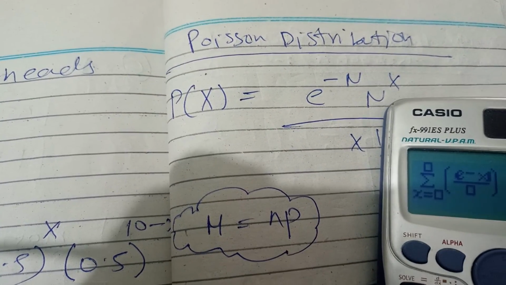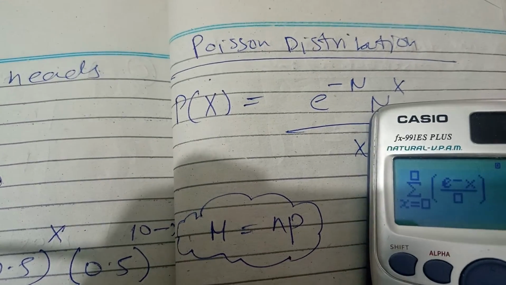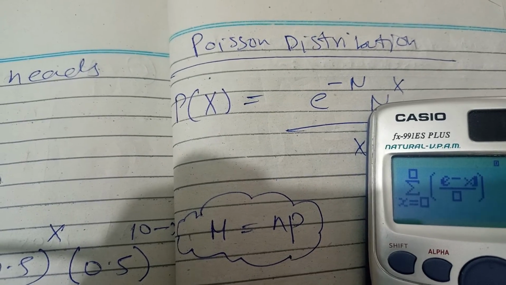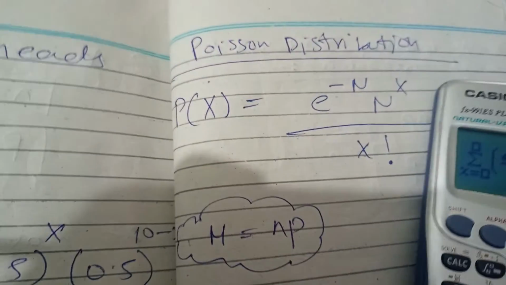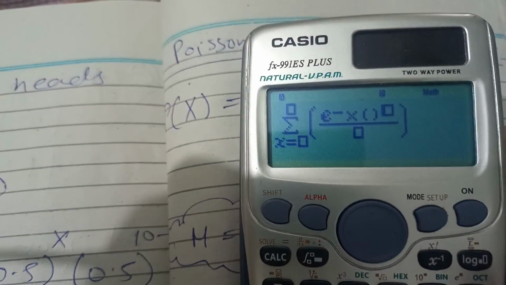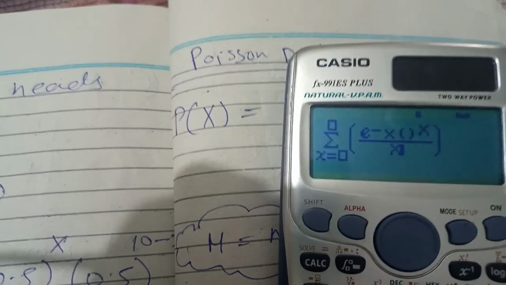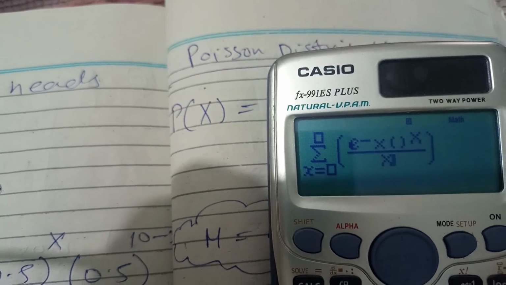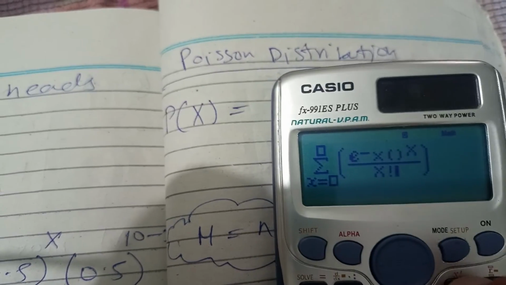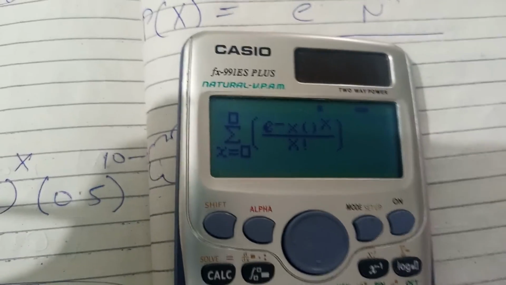Now mu here is also something you don't know about, so you are going to take a block here. You're going to have a bracket, take its power as x, so you take alpha and x. Then on the denominator you have to write x once more and take factorial. Factorial is shift and this one. Now you have the formula of the Poisson distribution on your calculator.